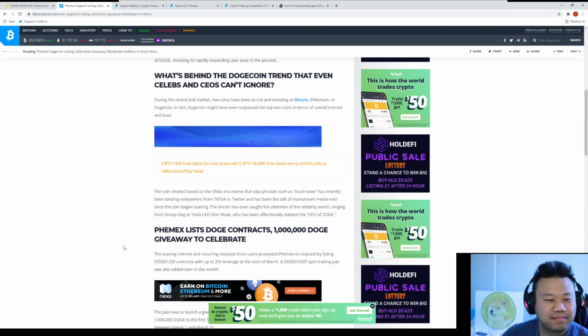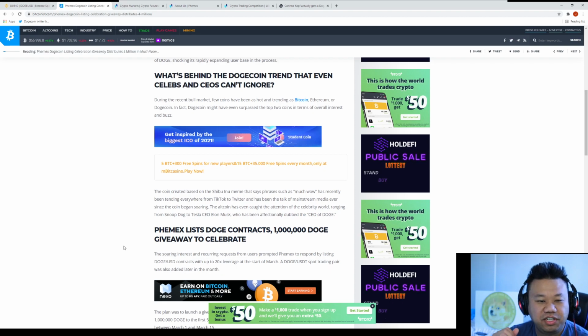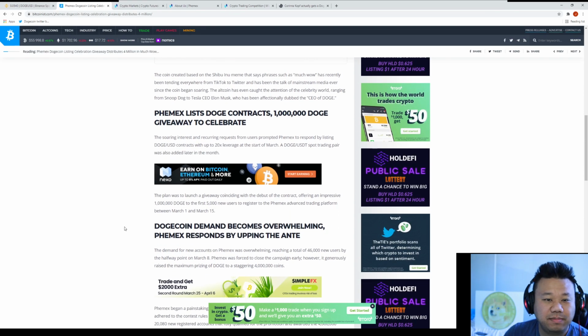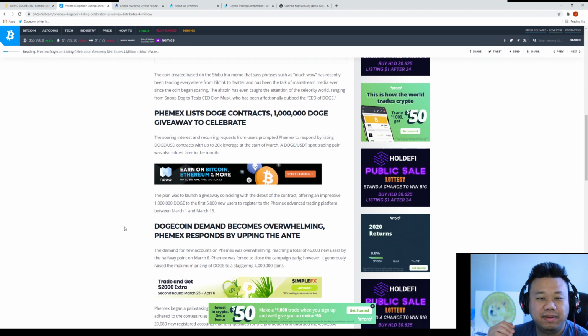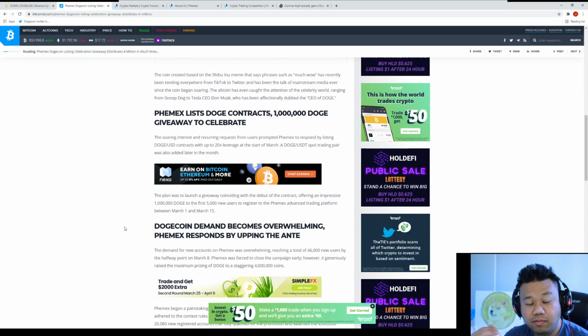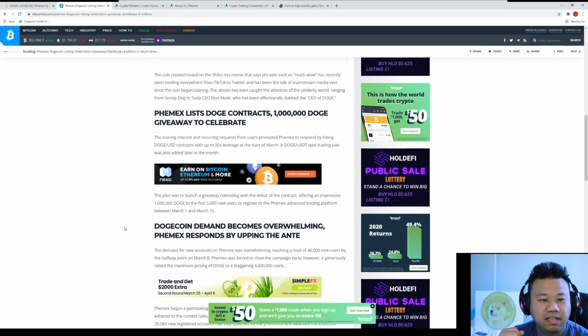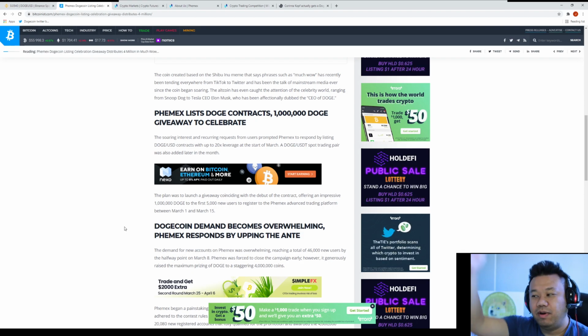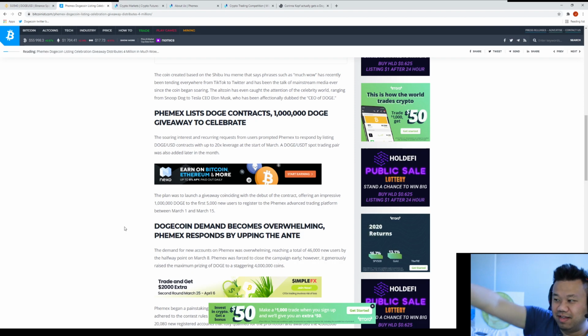I just love it. The coin, created based on the Shiba Inu meme that says phrases such as "much wow," has recently been trending everywhere from TikTok to Twitter, and has been the talk of mainstream media ever since the coin began soaring. The altcoin has even caught the attention of the celebrity world, ranging from Snoop Dogg to Tesla CEO Elon Musk, who has been affectionately dubbed the CEO of Doge. And you know what? I couldn't agree more. Elon Musk, lead us the way. Take us to the moon, my friend. Take us to the moon.